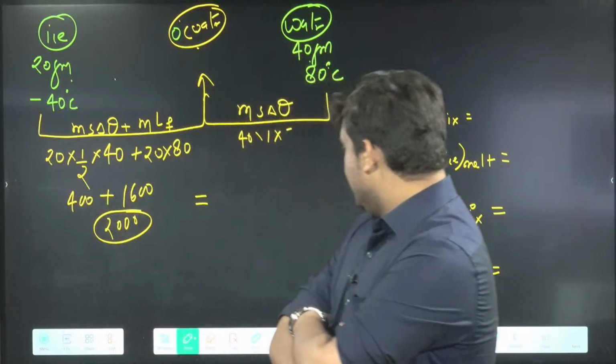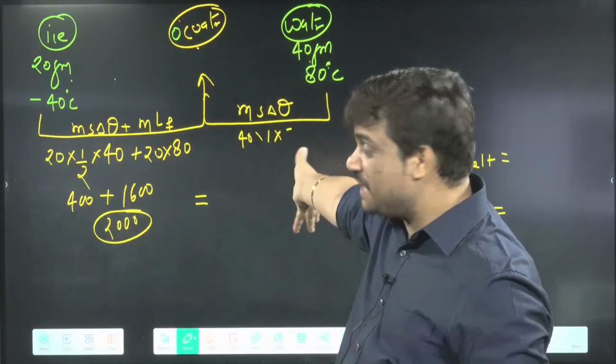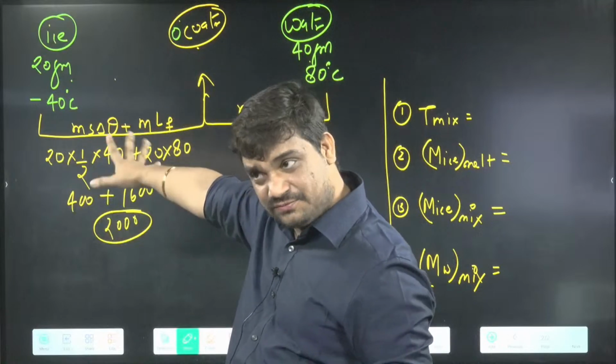So now we can say, in this one, 40 gram water at 80 degrees Celsius, we are mixing with the 20 gram minus 40 ice, okay?